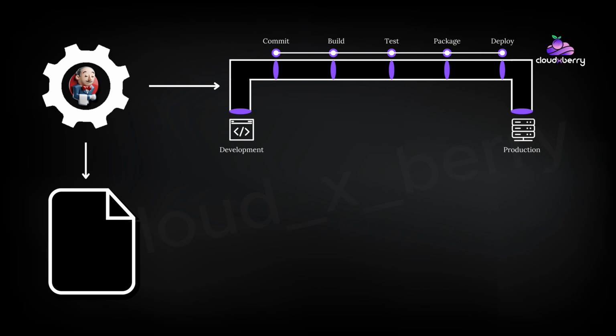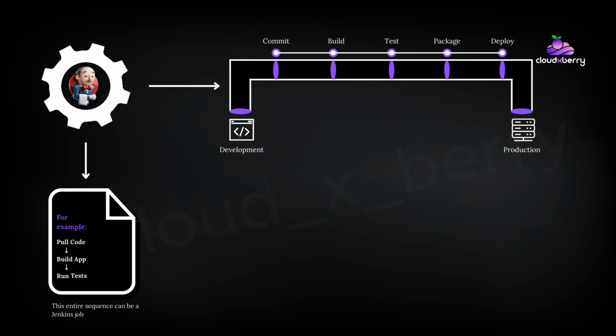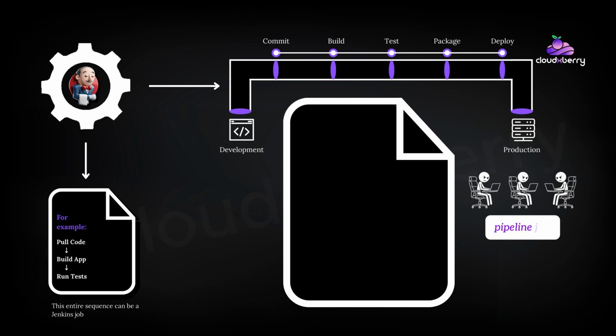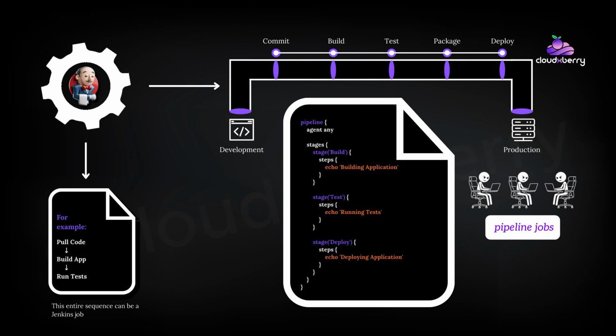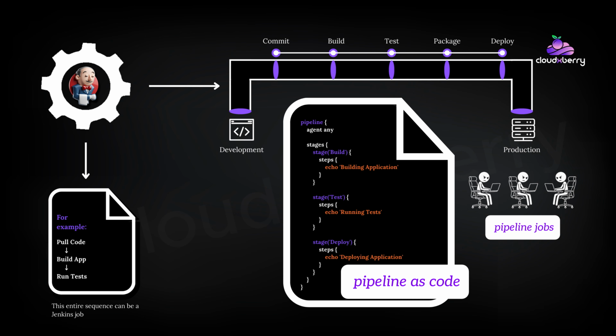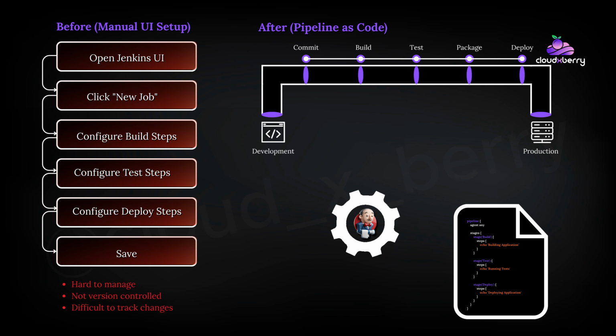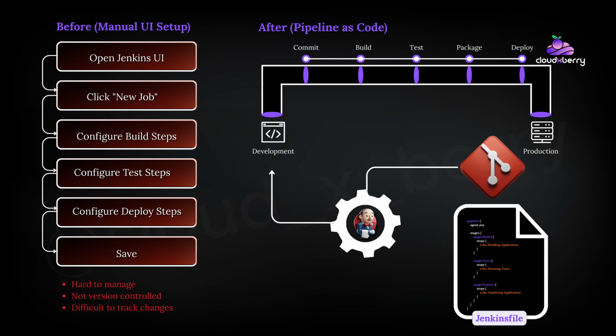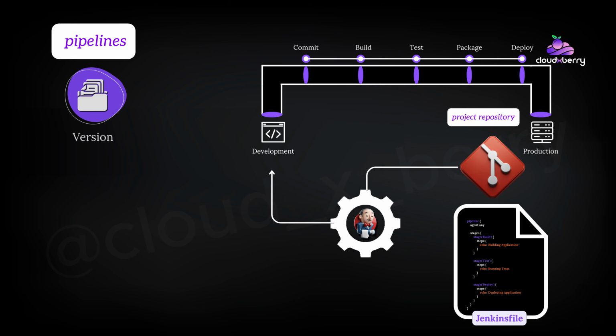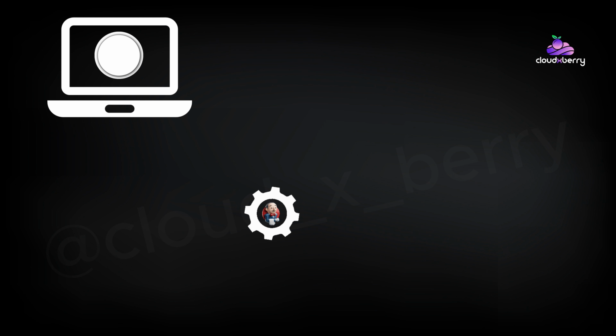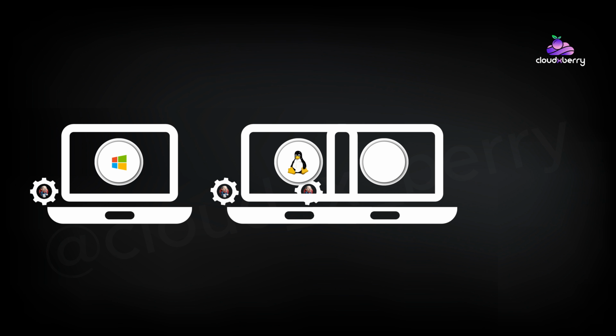Now, internally, Jenkins works using jobs and pipelines. A Jenkins job is simply a set of instructions Jenkins executes. Modern teams usually prefer pipeline jobs because pipelines can be written as code. This is called pipeline as code. Instead of configuring steps manually through the UI, the pipeline is stored directly inside the project repository. That makes pipelines easier to version, review, and maintain. Jenkins runs on Windows, Linux, and Mac systems.